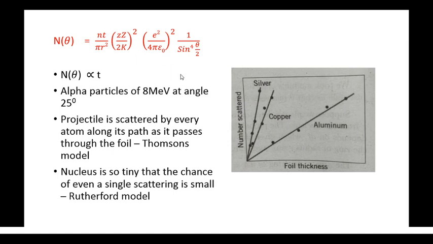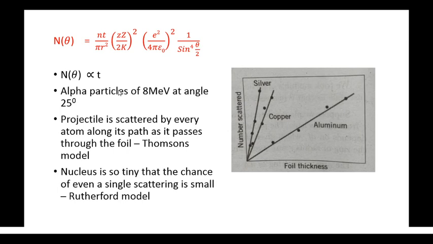Ernest Marsden and Hans Geiger used alpha particles of 8 mega electron volt energy, and they kept the scattering angle constant, at 25 degrees. The projectile is scattered by every atom along its path as it passes through the foil, according to Thomson's model. See here, Thomson had the idea that all the projectiles would be deviated by the target.